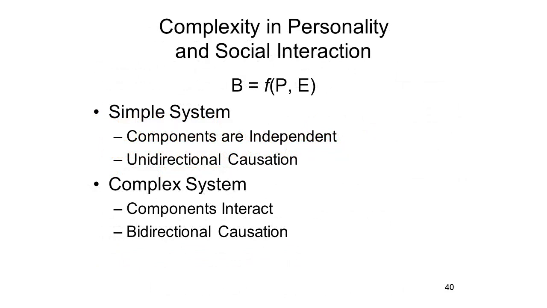The three dialectics in social interaction, and especially the various ways in which persons create the situations to which they respond, illustrates the complex nature of personality and social interaction. The person, the environment, and behavior do not constitute a simple system in which the various components are independent of each other and causation goes only in one direction. Rather, the person, the environment, and behavior constitute a complex system in which the components interact and causation is bidirectional. This complex system makes personality and social interaction difficult to grapple with experimentally sometimes, but it also makes personality and social interaction the most fascinating aspect of the science of mind and behavior.